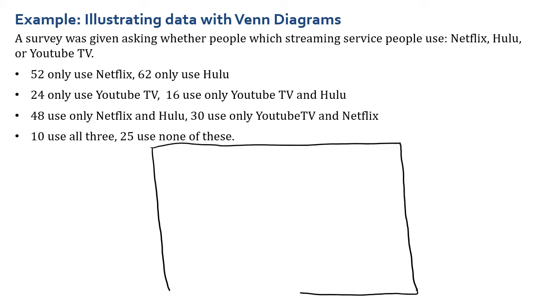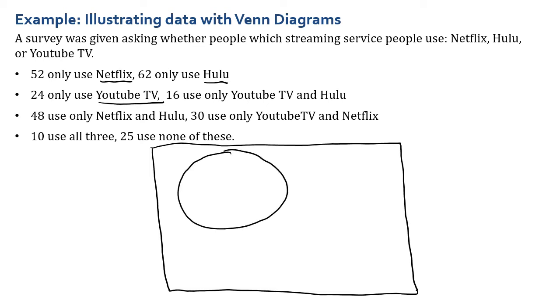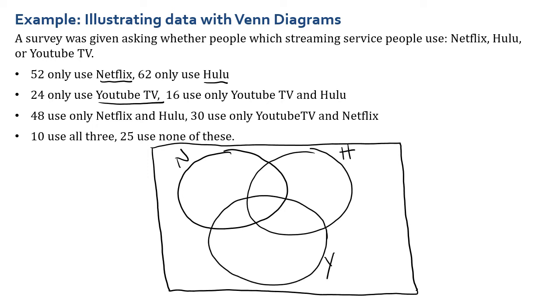This is a lot of information, and so we need to organize it so I can actually understand this data. So again, this is where Venn diagrams come into play. So it looks like we have 3 sets, Netflix, Hulu, and YouTube TV. So we're going to draw 3 overlapping circles. So we'll call that one N for Netflix, H for Hulu, and Y for YouTube TV. So again, we start in the middle. So we know that 10 people used all 3. So that overlapping part where all three circles overlap is 10. They also told us that 25 use none of these, so that means there's 25 that are not in any circle.